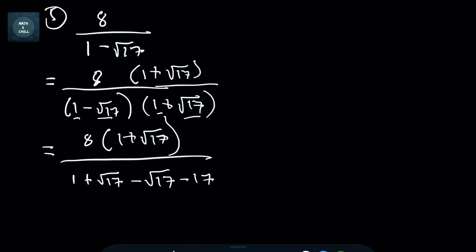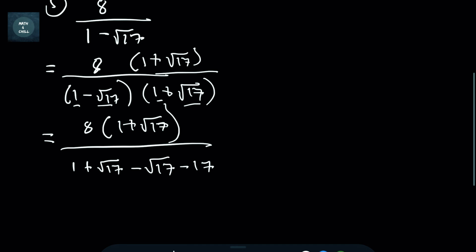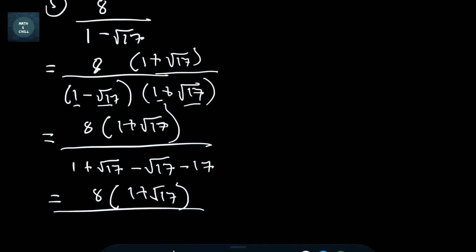Correct? So we simplify this one further. This just becomes 8 times 1 plus square root of 17 over, these cancel out. What we have left here is 1 over 17. Correct?